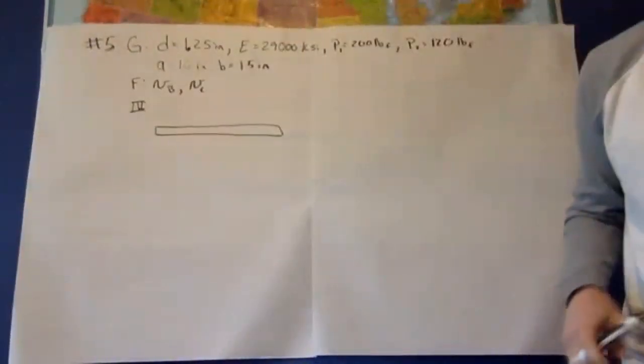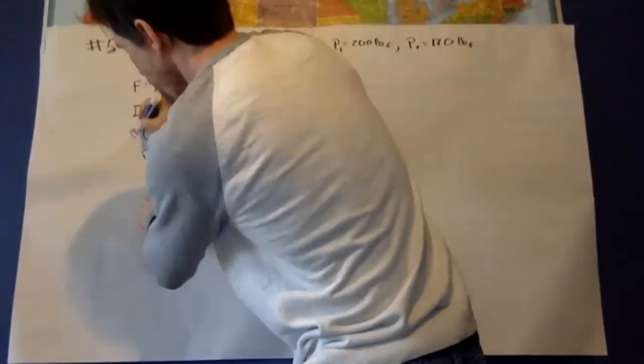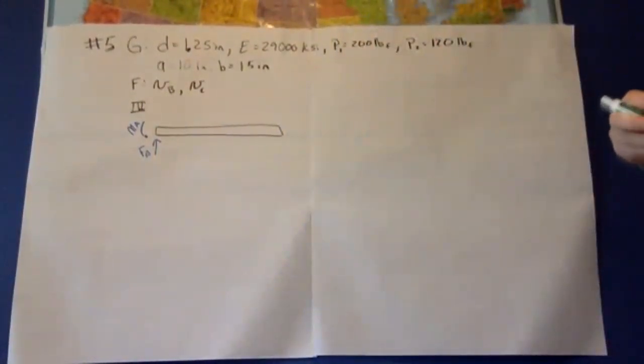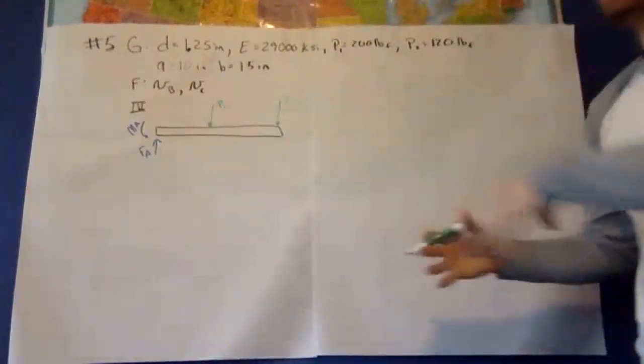Looks like this. At one end, I think this is A. And then we have a moment of A there. Then we can take away the pulleys. We can just have the force of the pulleys, or the force on the pulleys onto the shaft.